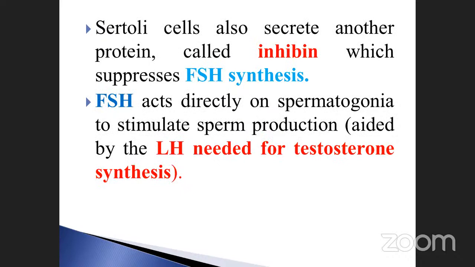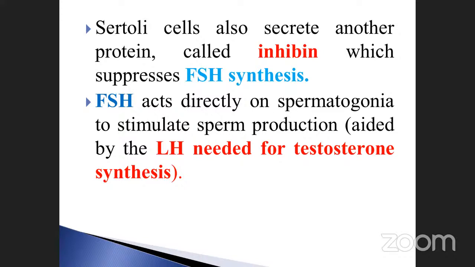Then FSH acts directly on the spermatogonia. After the production of FSH, it acts directly on the spermatogonia, otherwise called sperm producing mother cells, to stimulate the sperm production, and the LH is needed for the testosterone synthesis. Here, what does the FSH directly activate? Not only directly, the luteinizing hormone is also needed for the production of testosterone. Each one has an interrelation between FSH, LH and testosterone. These three hormones are essential for the production of which one? Sperm.